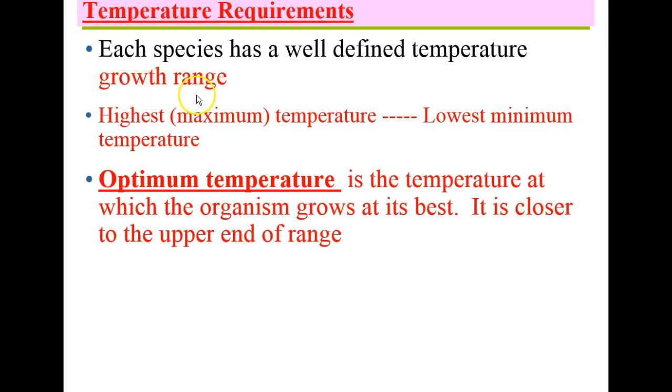A range of growth temperature refers to the highest or maximum temperature at which the bacterial population can grow, and the lowest or minimum temperature at which it can grow. Somewhere within this growth range, there is an optimum temperature. The optimum temperature is the temperature at which the organism grows at its best, the temperature at which the generation time is the shortest.